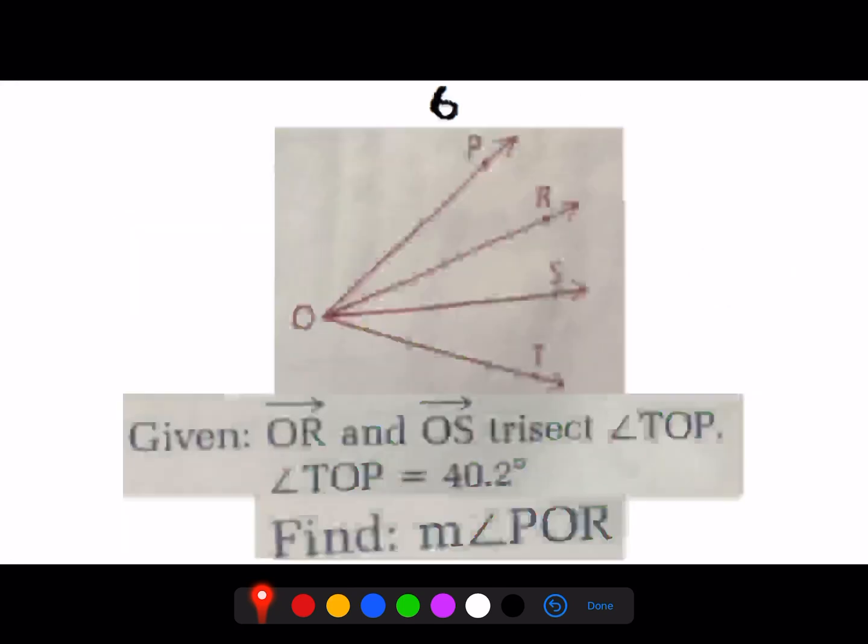All right, next up is number 6, a trisection problem. Go ahead and pause the video if you'd like and go through this one, and then we'll go through it together.